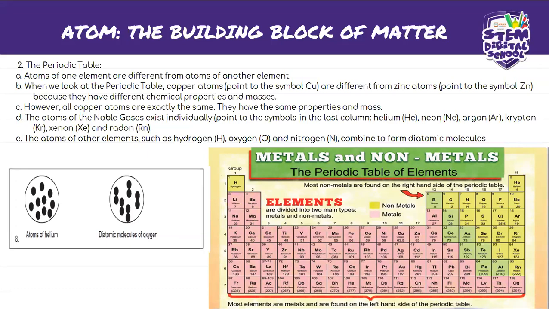Now, when we look at atoms of helium, let's look at this figure, number 8. You see that these atoms are single. Then these ones are diatomic molecules, so they are paired. Take note: these helium atoms don't want to be like the oxygen atoms, so they are single.